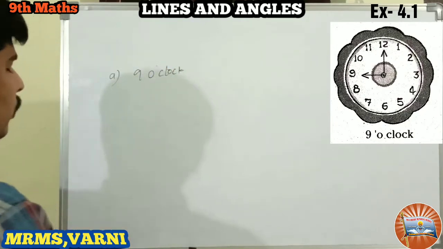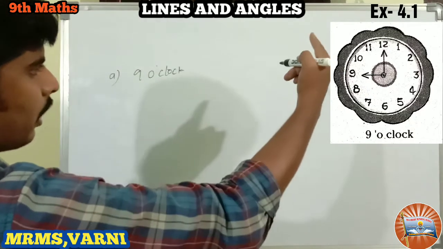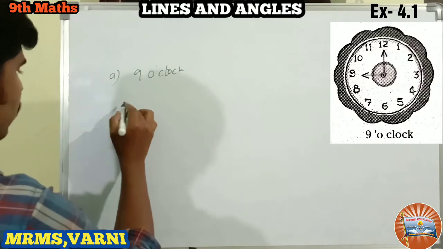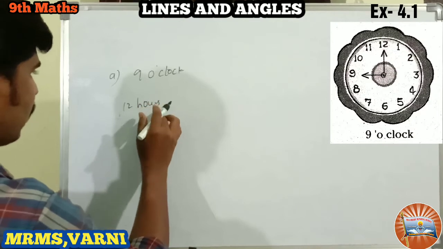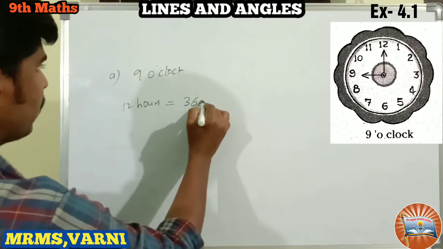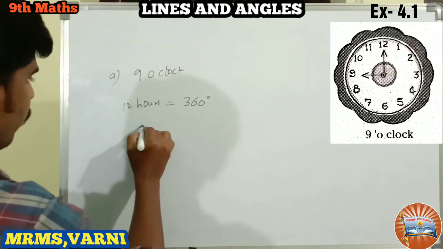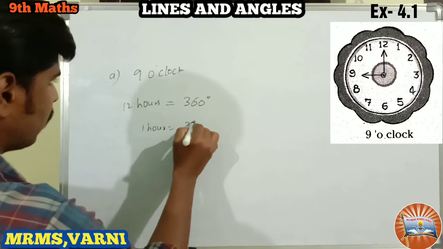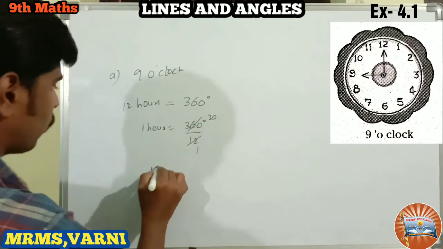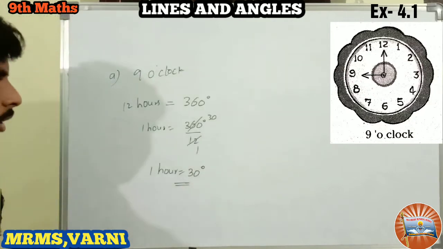If you observe the clock diagram, if the hands complete one single rotation, what is the time? Yes, it is 12 hours. The wall clock shows 12 hours time. So 12 hours is equal to 360 degrees, isn't it? So for 1 hour, 360 degrees by 12, that is 30 degrees. So 1 hour is equal to 30 degrees. Coming to our question.